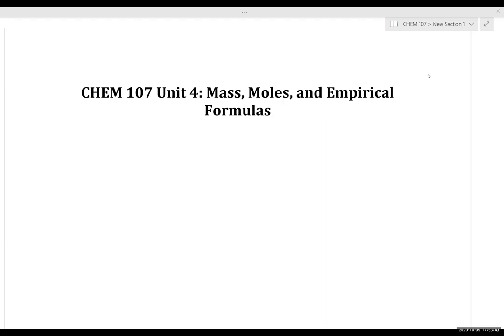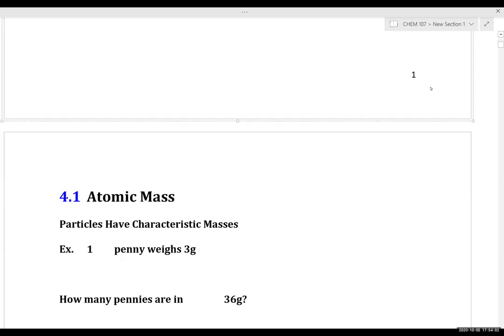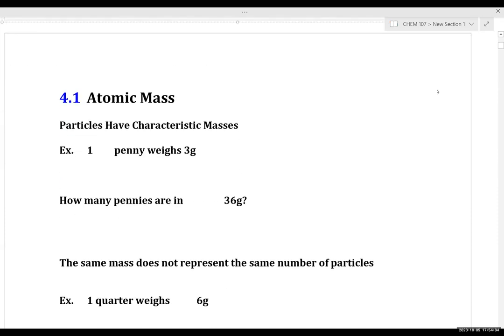You first need to know how to calculate mass, moles, and analyze a chemical formula. Don't worry, it's simpler in practice when we go through it. So let's start off with this basic premise. So for atomic mass, all particles have a characteristic mass.